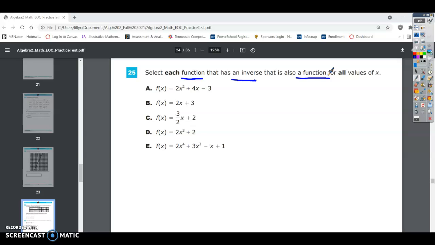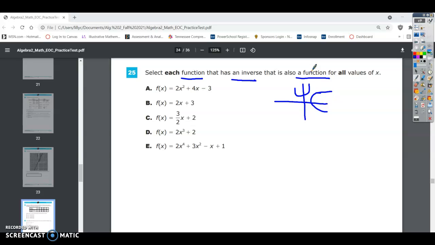Alright, so the inverse, remember, is going to be a reflection over the y equals x line. So if you look at A, it is going to be a quadratic equation of some sort. And if it's a quadratic equation, that means its inverse is going to look like this. Remember, a function has to pass the vertical line test. Because this is an even function, a U-shaped graph, when you turn that, the y equals x.